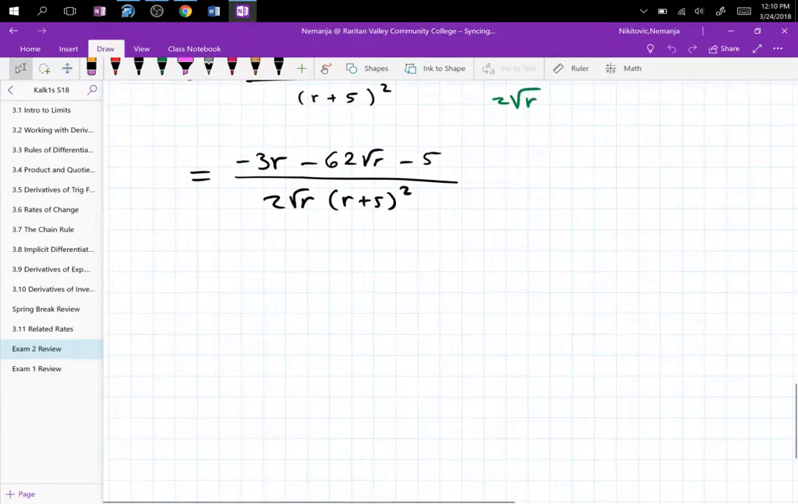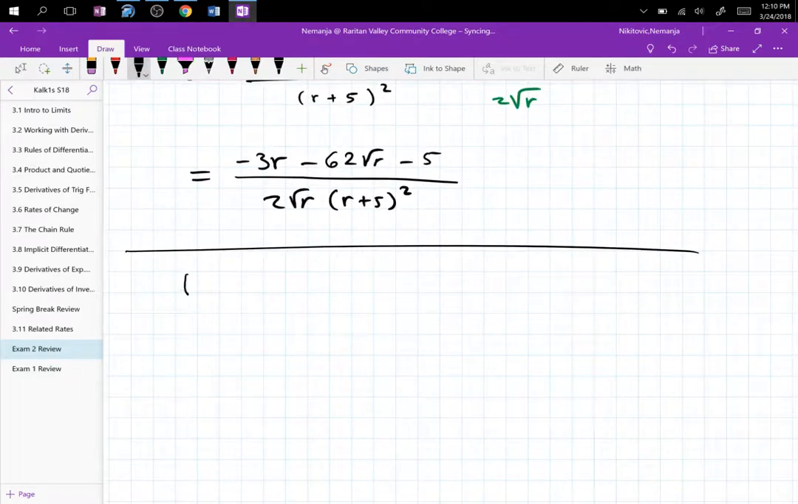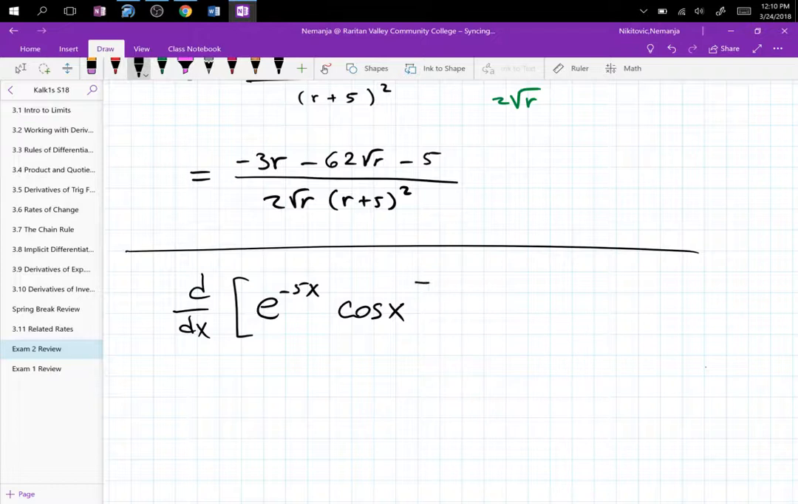dy dx, okay. e to the power of negative 5x and it's cosine x. Oh, you are supposed to find the derivative of this. Yes. Great. So it's just d dx, right? That's the instruction. Take the derivative.